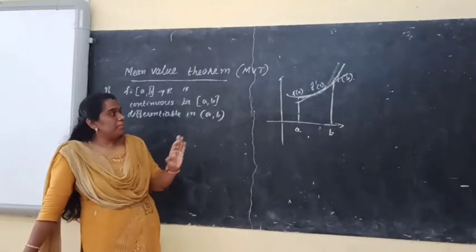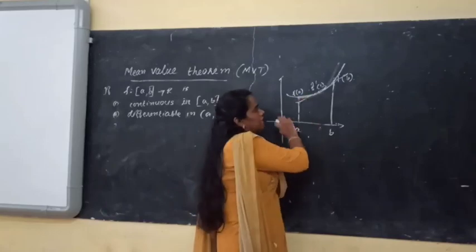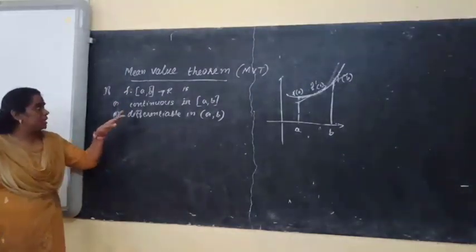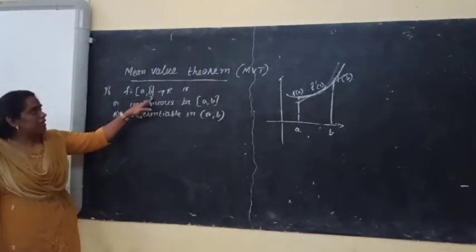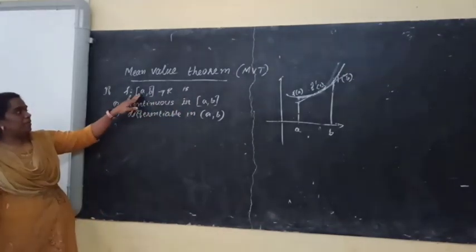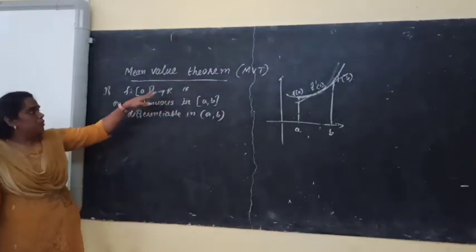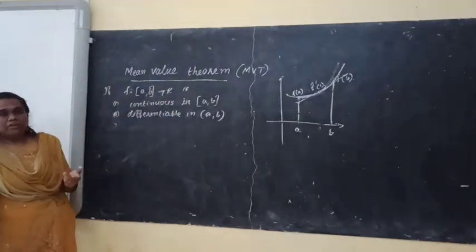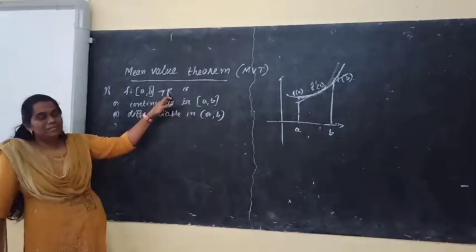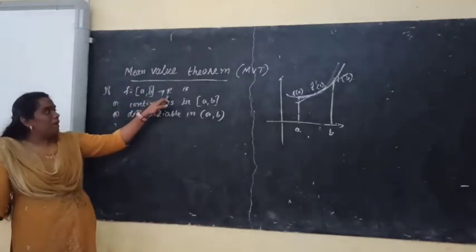But in the mean value theorem, it is not the same. f of a and f of b are not the same. Okay? And similarly, let us check the definition. Let f be a function from closed interval a b to R, where R is the real numbers. So f is a real valued function. Why do we call it a real valued function? Its range is the real numbers, so it is known as a real valued function.